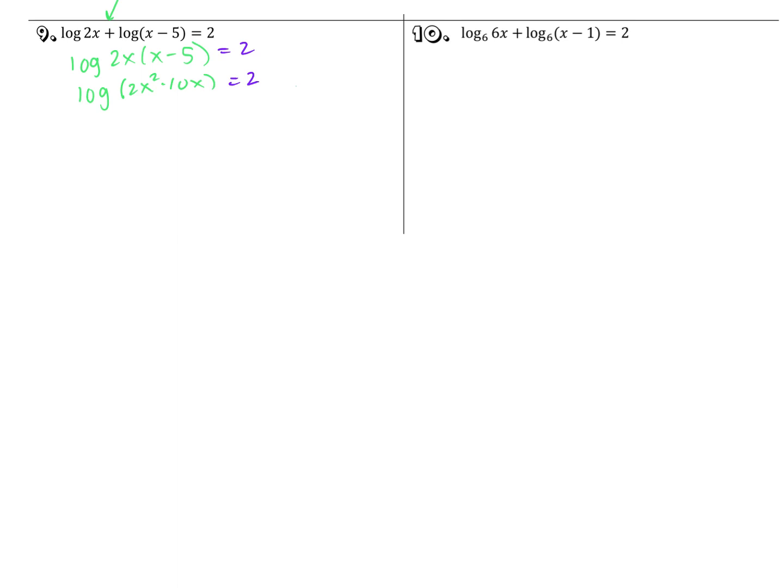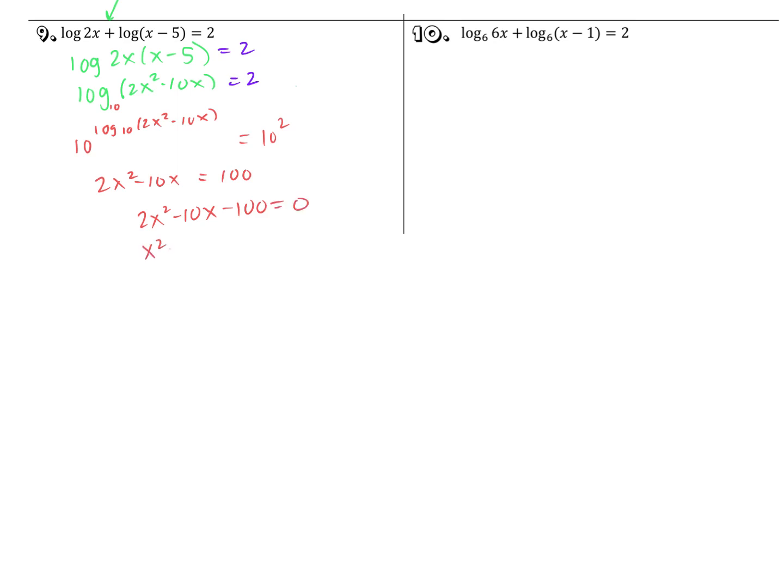Now that I've condensed, there's only one log. So I'm going to exponentiate both sides, or I'm going to switch forms. Remember, there's an invisible little 10 down here. If there's no subscript written with log, that means it's the common log, which means it's base 10. So if I exponentiate both sides, I'm going to get that 2x squared minus 10x is equal to 100. And then I'm going to get everything on the same side, so I'm going to subtract 100 on both sides. And now I have a quadratic that I need to solve.